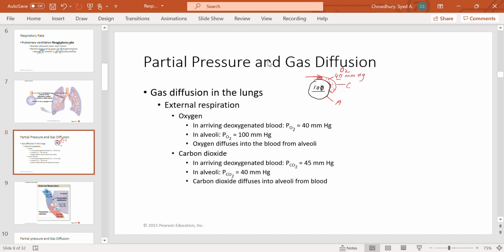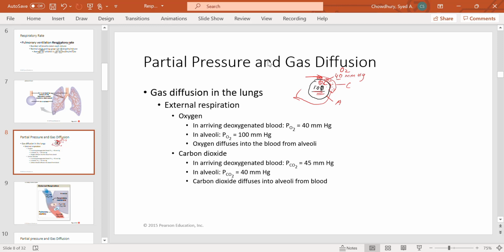But inside the alveolus of the lung, the pressure of O2 is 100 millimeter of mercury. So you see the difference is 60, right? And that 60 millimeter pressure difference will move O2 from the alveolus to the blood. So now blood is getting the oxygen, right? And becomes oxygenated blood. So oxygenated blood will go to the heart, and then the heart will send it to the body, to the tissue.